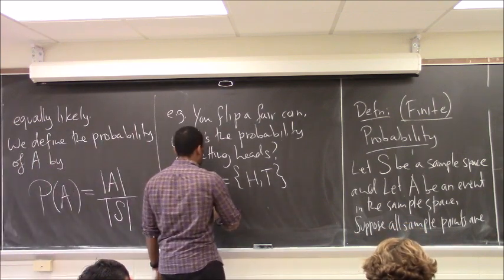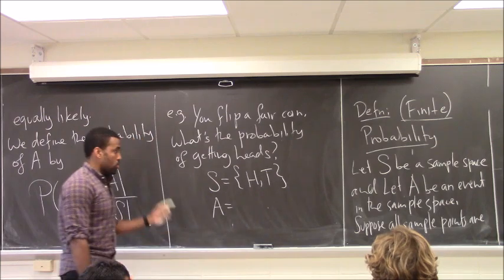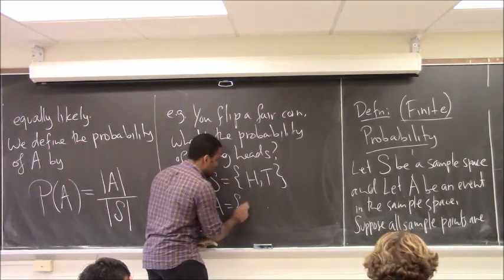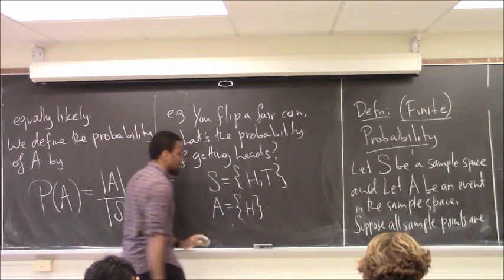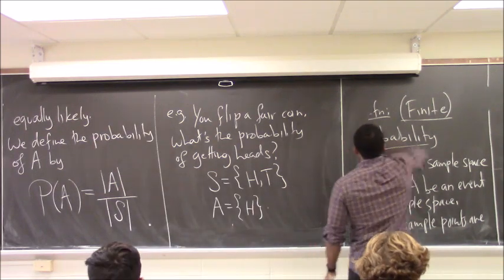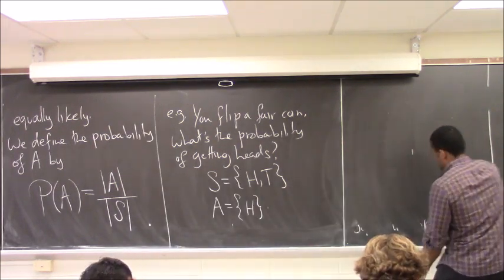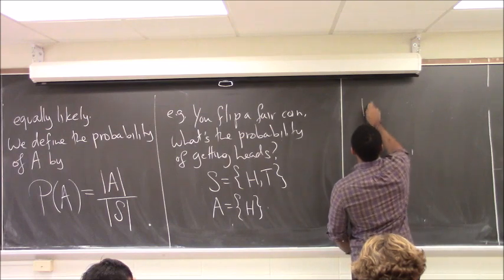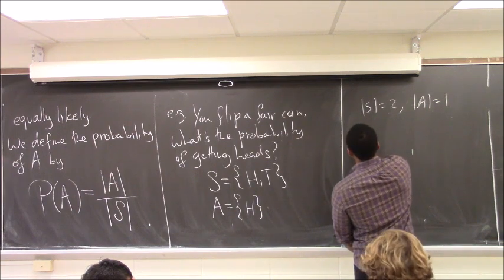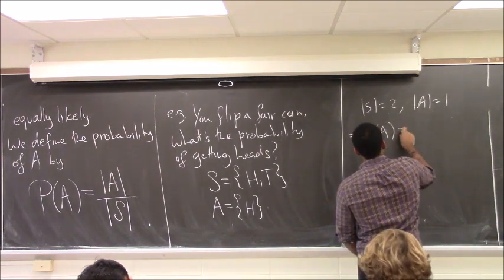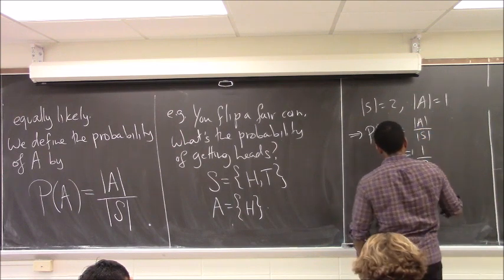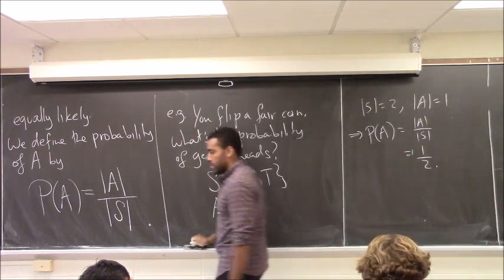My event A is going to be a subset of that. So I'm going to choose the things that constitute the event A. This will only be one sample point, that is H. So you would notice that the size of S is 2, the size of A is 1. So the probability of getting heads is the size of A over the size of S, equals 1 over 2. We define the probability of such an event to be a half.